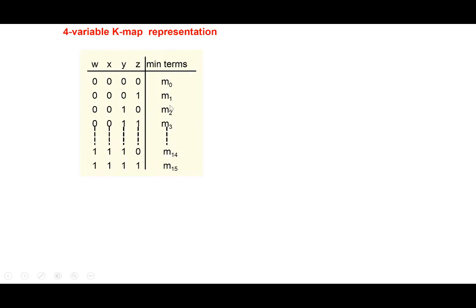Okay, so let's look at a 4-variable Kmap representation. When we have 4 variables, say w, x, y, z, they can take values from 0, 0, 0, 0 all the way to 1, 1, 1, 1.